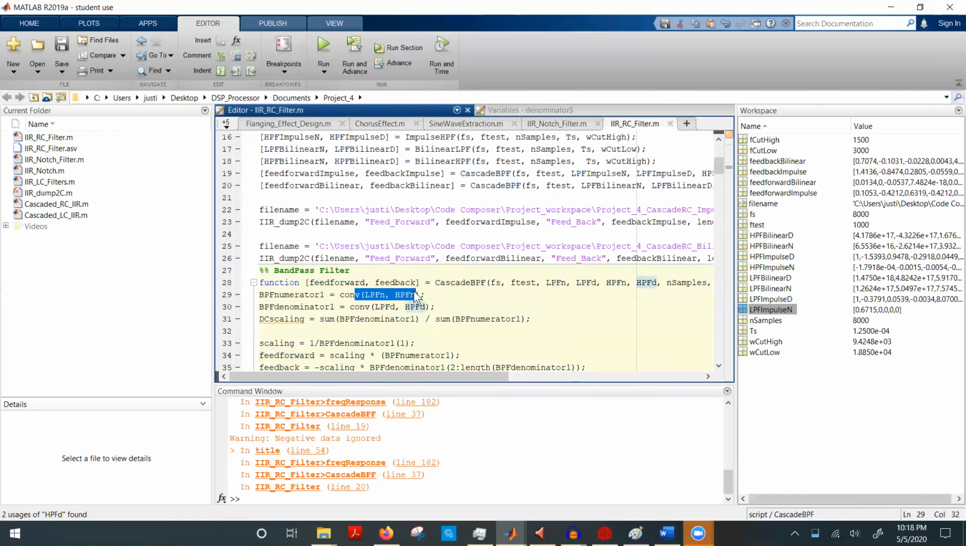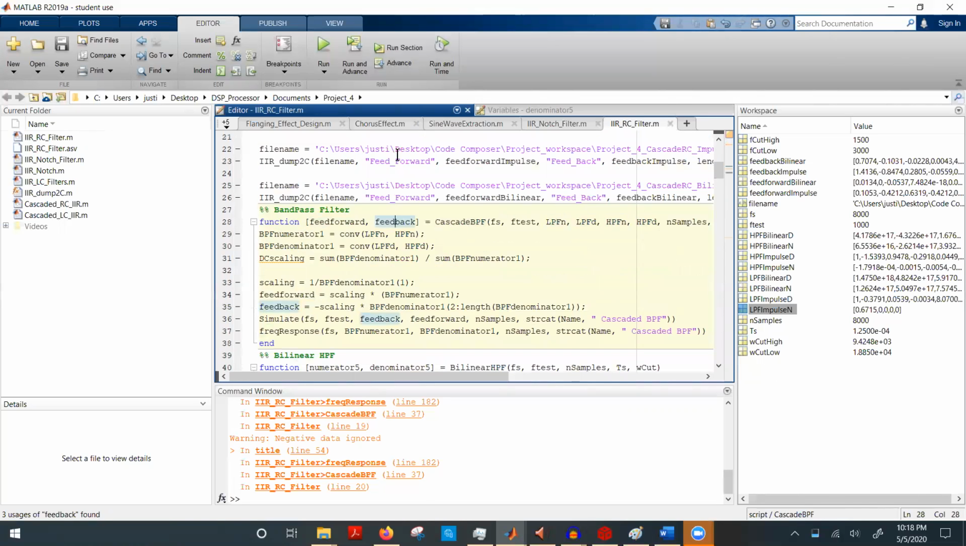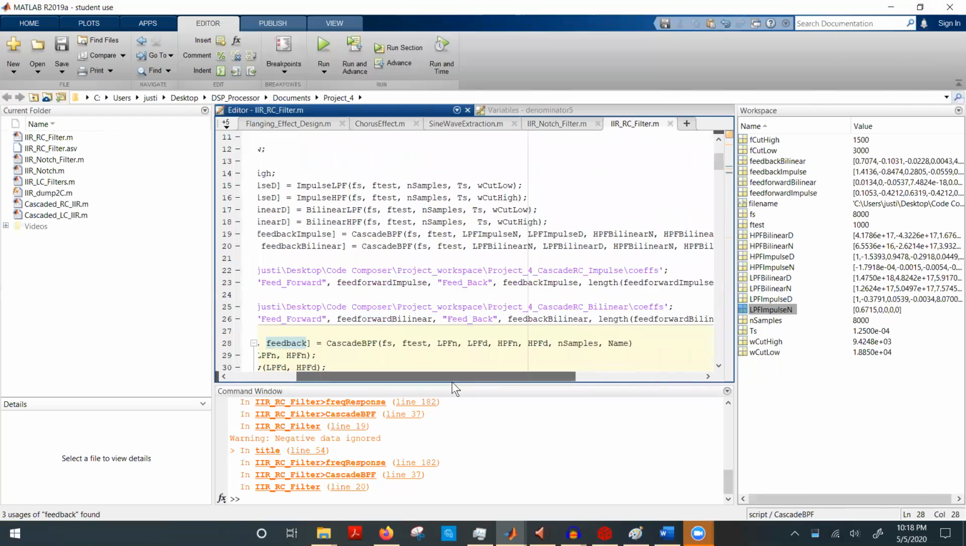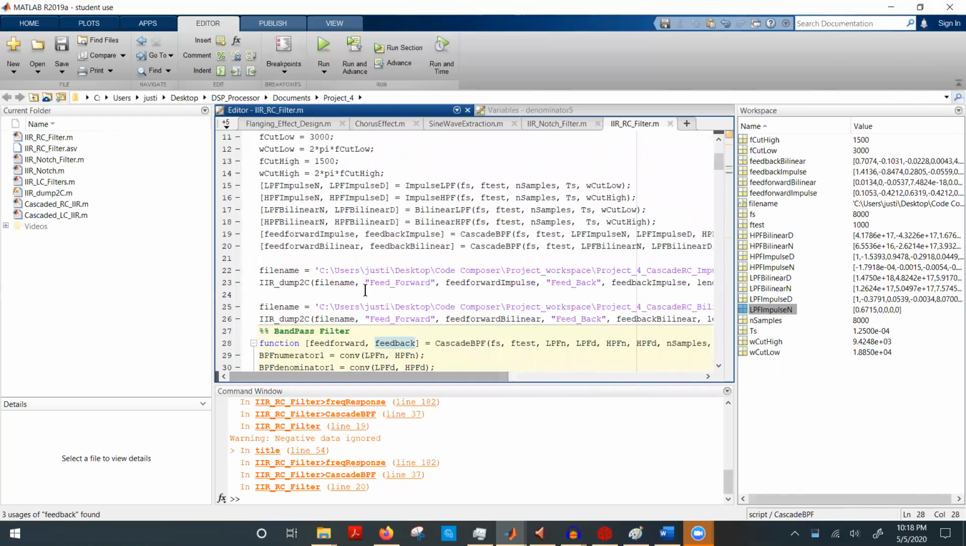It's going to convolve these two to multiply the two numerators together. It's going to convolve to multiply the two denominators together. And then it's going to actually generate feed forward and feedback coefficients. These feedback and feed forward coefficients we will actually be using in our C code. So this one actually will output the coefficients instead of just the numerator and denominator. And then I take these coefficients and I write them into the different projects in Code Composer.